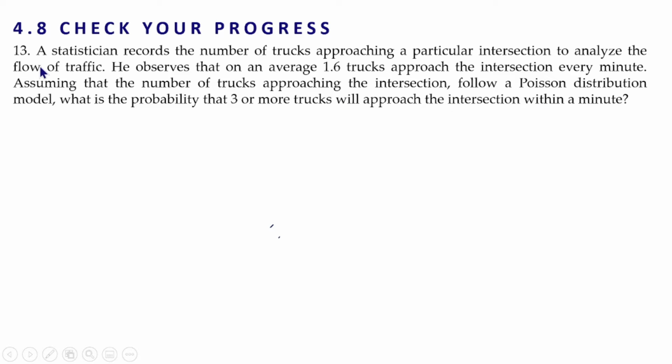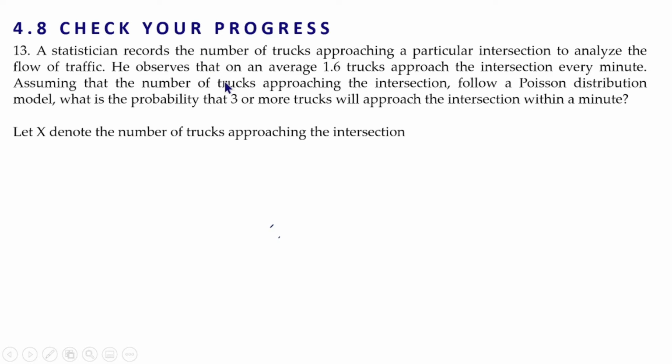So here it is given a statistician records the number of trucks approaching a particular intersection, and it is observed that on an average 1.6 trucks approach every minute. And they have already said we have to assume the number of trucks approaching the intersection follows a Poisson distribution model. We have to find the probability that 3 or more trucks will approach the intersection within a minute. So this is quite simple.